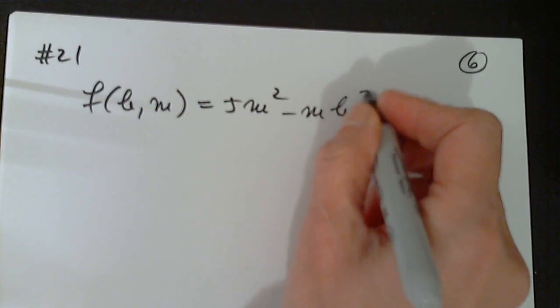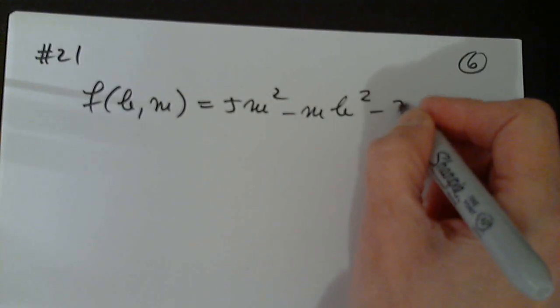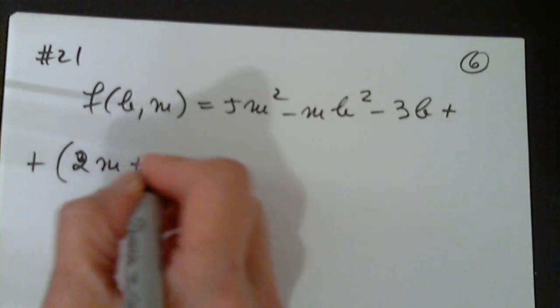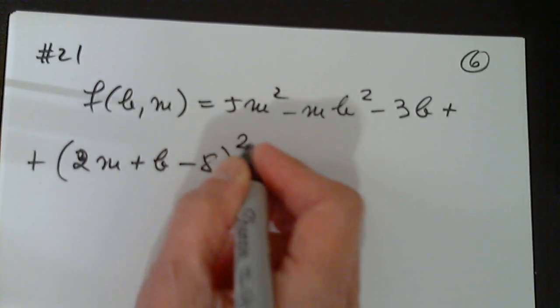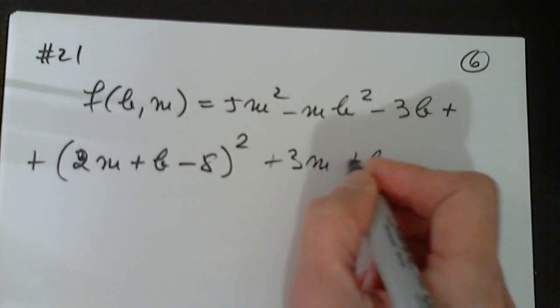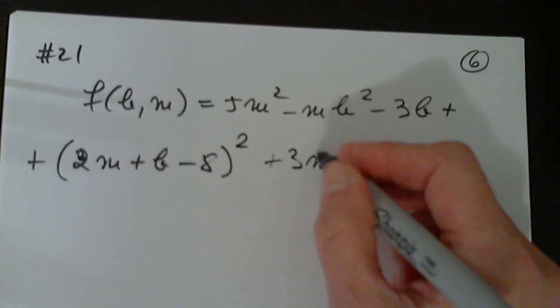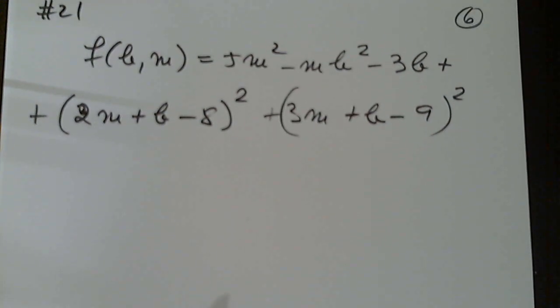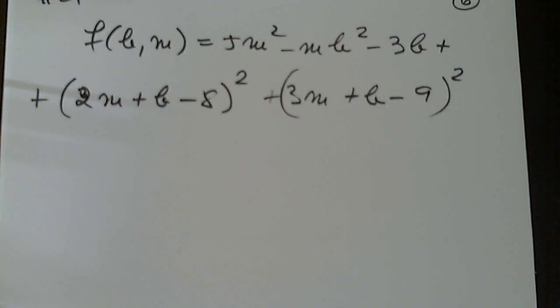So f of b comma m equals 5m squared minus mb squared minus 3b plus 2m plus b minus 8 squared and plus 3m plus b minus 9, everything squared. So they want us to differentiate and find basically fb and fm. Good.